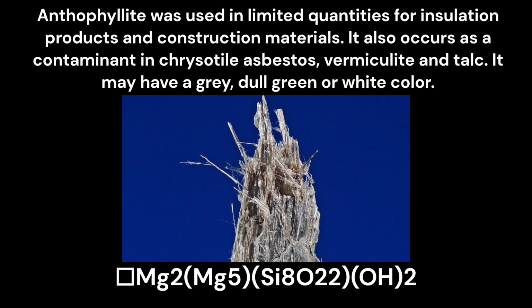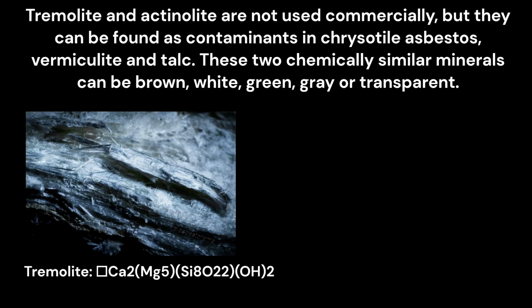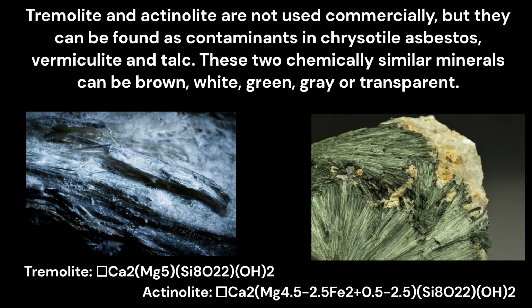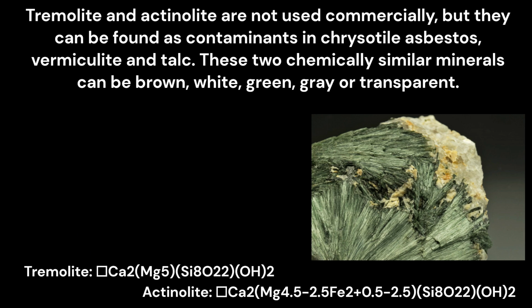Anthophyllite was used in limited quantities for insulation products and construction materials. It also occurs as a contaminant in chrysotile asbestos, vermiculite, and talc. It may have a gray, dull green, or white color. Tremolite and actinolite are not used commercially, but they can be found as contaminants in chrysotile asbestos, vermiculite, and talc. These two chemically similar minerals can be brown, white, green, gray, or transparent.